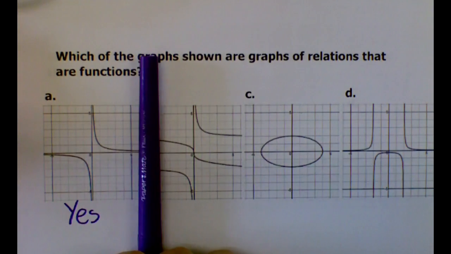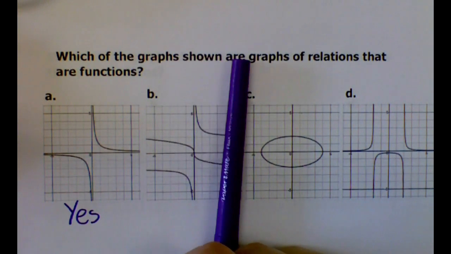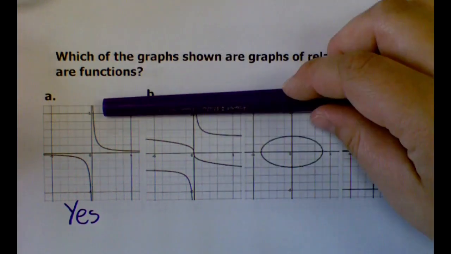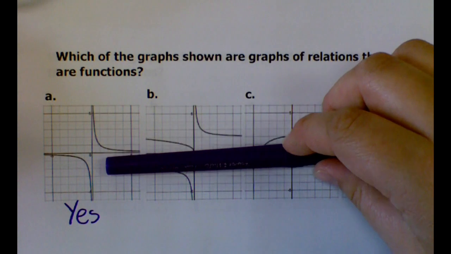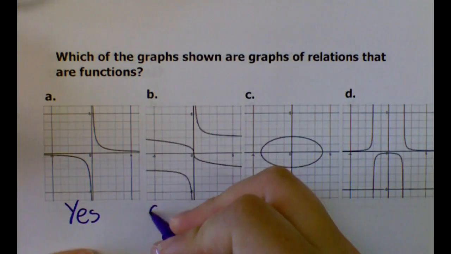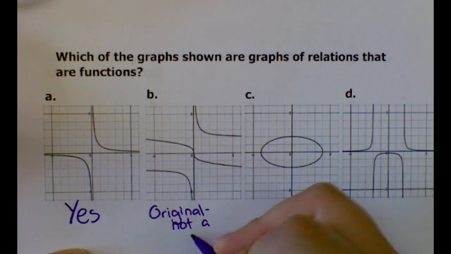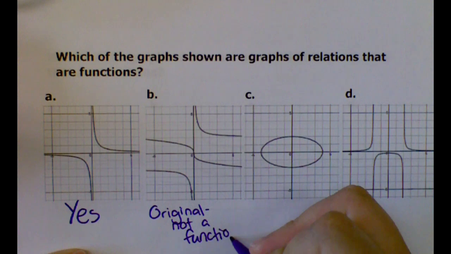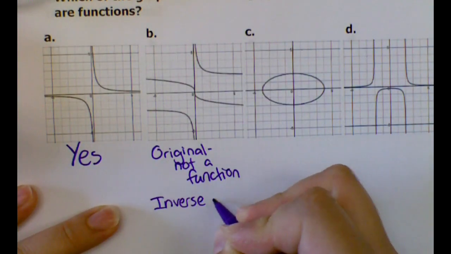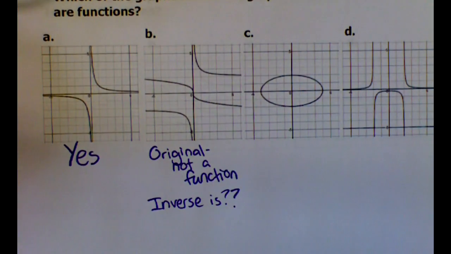B, check the vertical line test. Ooh, we do not pass the vertical line test. So the original equation is not a function. Then we check the horizontal line test. And strangely enough, the inverse is a function. So the original is not a function, but the inverse is. Put some question marks there because that's crazy.